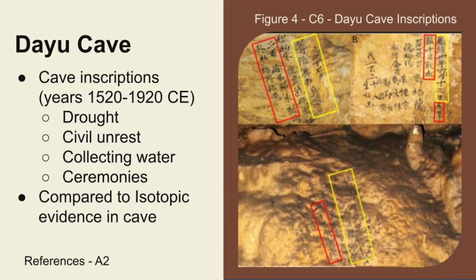While my presentation today is focused on speleothems as paleoproxy records, I want to take a moment to discuss how caves are also common sites for historical records. The Diyu Cave features inscriptions dated from the years 1520 to 1920 CE and demonstrates that local ancient people visited the cave frequently during this time. These inscriptions depict 7 drought events that took place during these years, and these historical records are directly reflected in the isotopic evidence present in the cave.